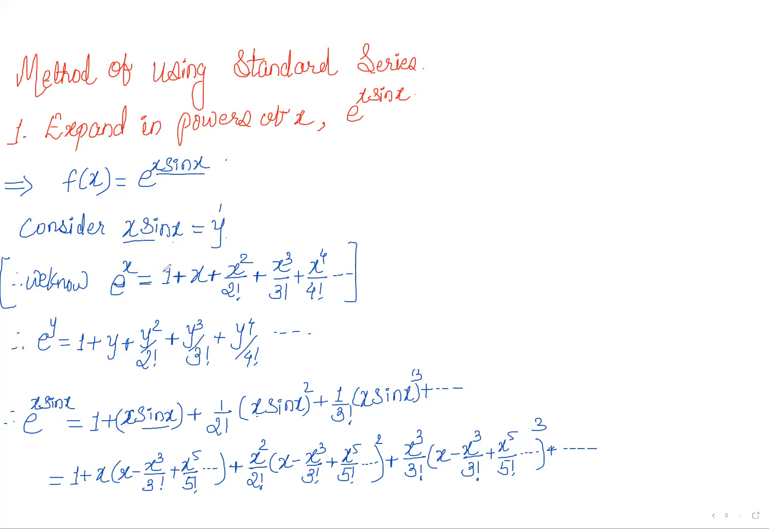Again we have to substitute y is equal to x sin x, and after that we are using the series of sin x. So here e raised to x sin x can be written as 1 plus x into (x minus x cube by 3 factorial plus x raised to 5 by 5 factorial and so on) plus x square by 2 factorial into the series of sin x squared, plus x cube by 3 factorial into the series of sin x cubed, and so on.